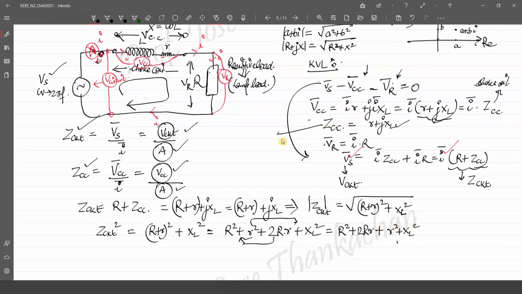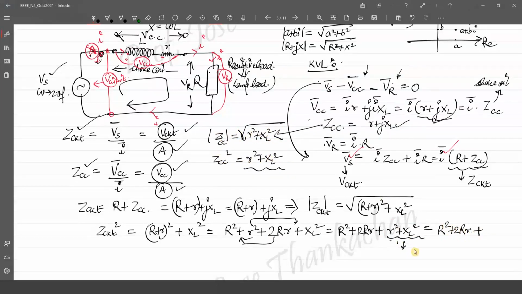We had written here ZCC, the choke coil impedance. What is the magnitude of this ZCC? The magnitude will be nothing but the root of small r square plus XL square. If I square both sides, ZCC square can be written as small r square plus XL square. So in this expression, what I'm going to write is capital R square plus 2 times R into small r plus, instead of this, ZCC square.